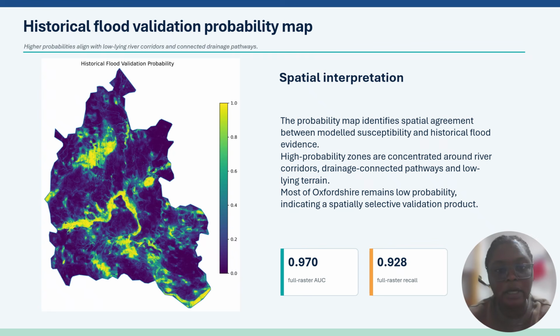In this slide, we are looking at the visual representation of the flood validation probability map. We could notice that areas with high flood probability are concentrated along river corridors, along drainage-connected pathways, and also low-lying terrain. These spatial patterns are consistent with expected hydrological processes, and you could see that the model achieved a full raster AUC of 0.970 and a recall of 0.928, demonstrating excellent agreement between model prediction and historical flood records.